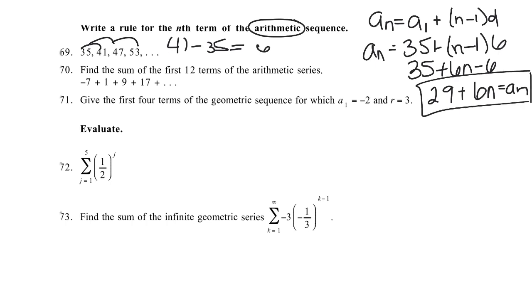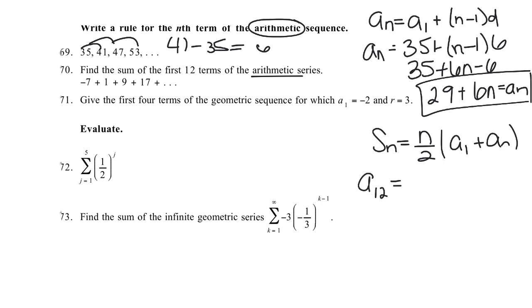Find the sum of the first 12 terms of the arithmetic sequence. And that is your Sn equals n over 2, a1 plus an formula. But I don't know an, so I have to find a12 using the first formula we used up here. a1 is negative 7 plus 12 minus 1, because I want the 12th term, so I'm plugging in 12 for n. That 12 came from here. My common difference is 8, so times 8.